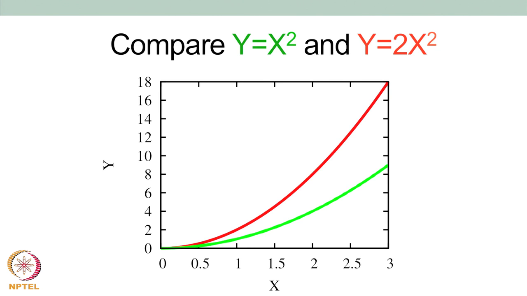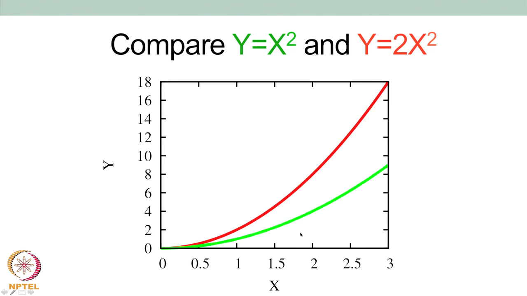It doesn't matter what the constant is. Y is the same when x is 0, for 2x square and x square. When x is 1, y is 1 here, here it is 2. When x is 2, this is 4, while this is 8. Similarly, y is equal to 2x square will be above y is equal to x square. So this will go above this curve, and this is how it will look like.